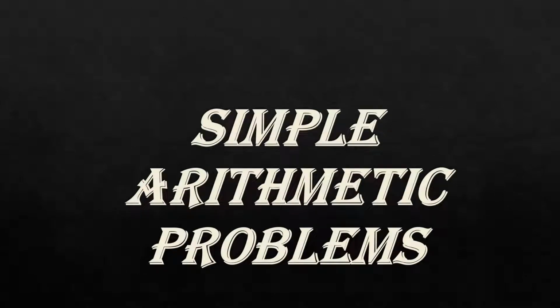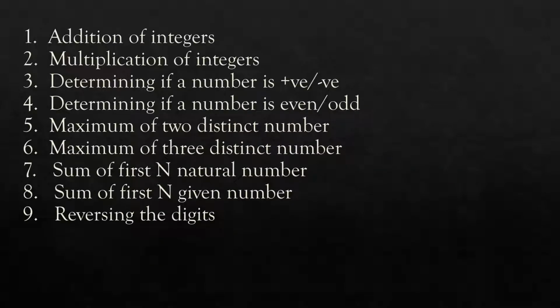So we'll see simple arithmetic problems. We'll see all these arithmetic problems. First is addition of integers, second is multiplication of integers, third determining if a number is positive or negative, fourth determining if a number is even or odd, fifth maximum of two distinct numbers, sixth maximum of three distinct numbers, seventh sum of first n natural numbers, eighth sum of first n given numbers, and ninth is reversing the digits.